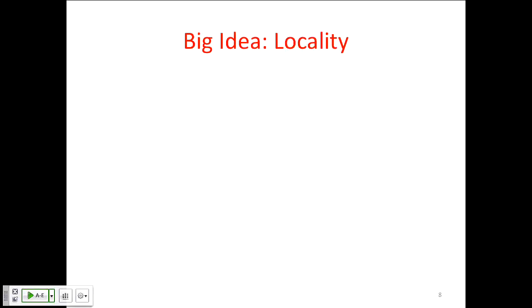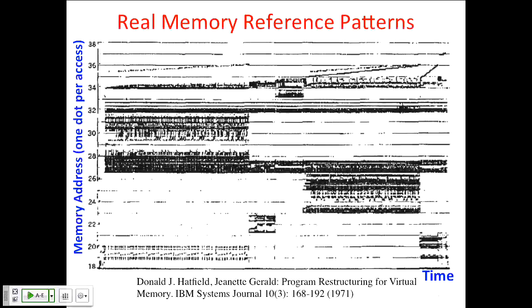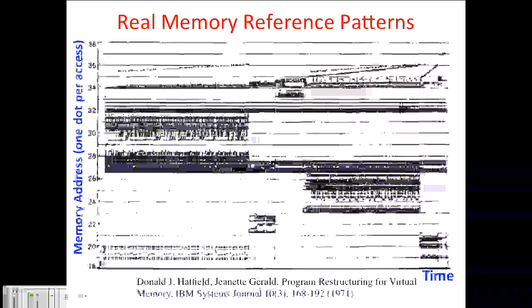So the big idea we're going to exploit in the memory systems is this notion of locality. Question? I have a question about the graph on the previous slide. Sure. It seems to be like a whole lot of horizontal lines. Is that like a bad scan, or is there some reason that there would be like an even spacing of accesses to memory at specific locations?